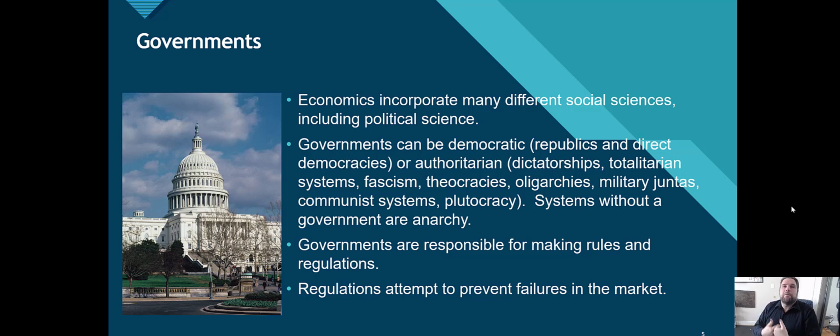So ultimately, governments are responsible for making the rules and the regulations, and those regulations, from an economic perspective, are there to prevent failures in the market. They are there to make sure that the market continues to operate. Now, that being said, in something like a communist system, the government is also responsible for making essentially all of the production and consumption decisions in the society, determining who gets what, rather than allowing the market to decide.